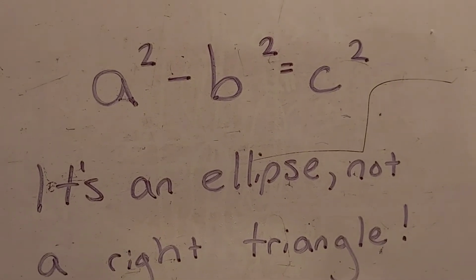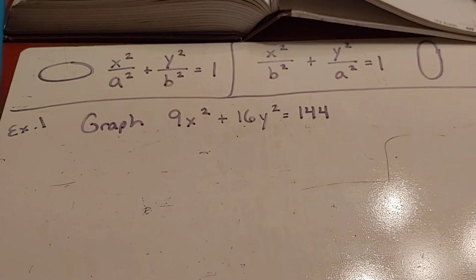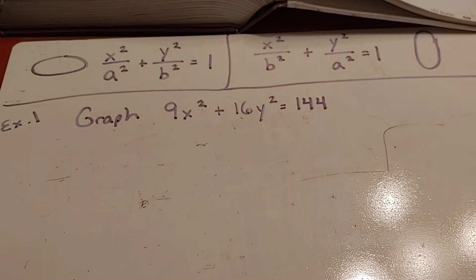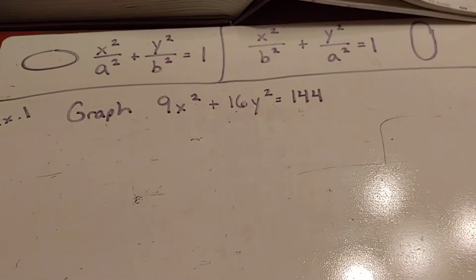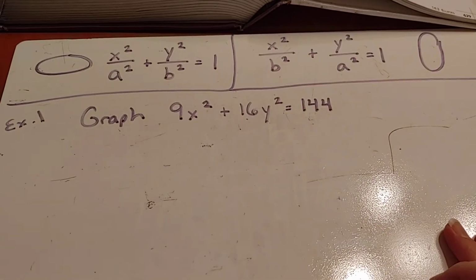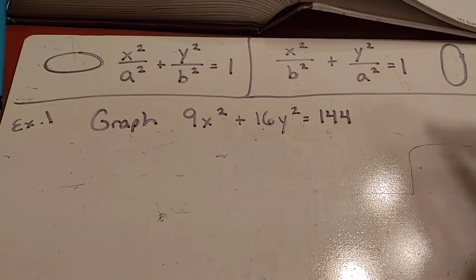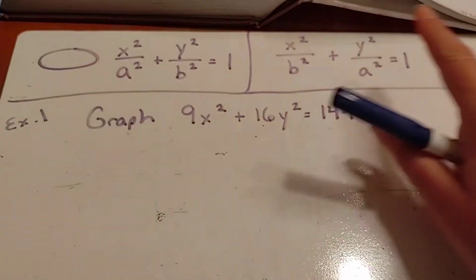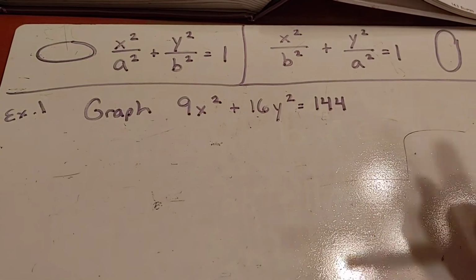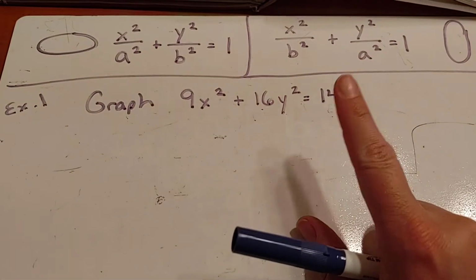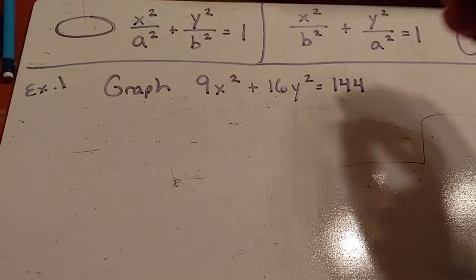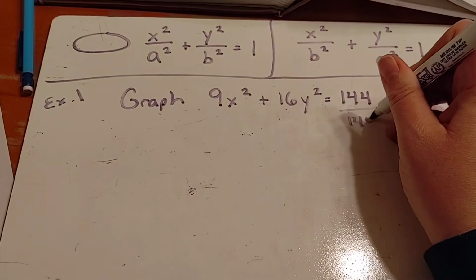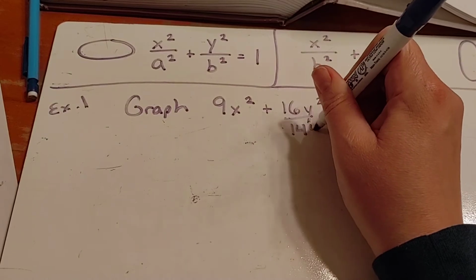All right, we're going to do two examples together. So let's take a look at example one. Our first example wants us to graph 9x squared plus 16y squared equals 144. I went ahead and grabbed our two equations from our great box of information. And I have the equation for a horizontal and the equation for a vertical. One thing I'm noticing is that they both equal 1 and my equation equals 144. So I really need there to be a 1 on the right-hand side. So my very first step is to divide by 144 on both sides.